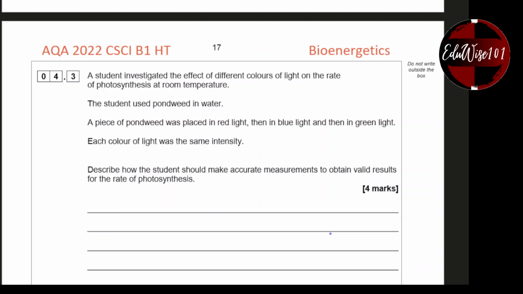4.3. A student investigated the effect of different colors of light on the rate of photosynthesis at room temperature. The student used pondweed in water. A piece of pondweed was placed in red light, then in blue light, and then in green light. Each color of light was the same intensity. Describe how the student could make accurate measurements to obtain valid results for the rate of photosynthesis.